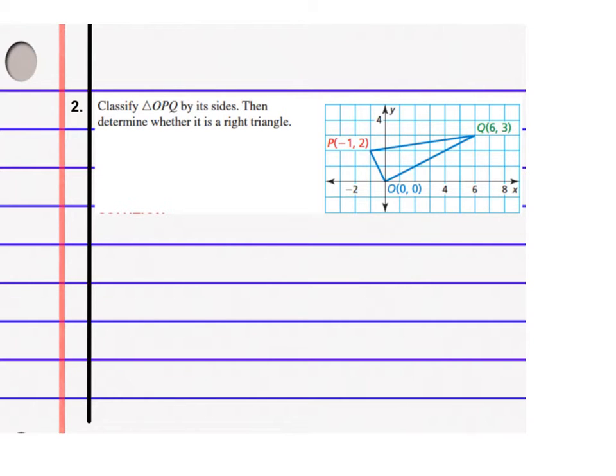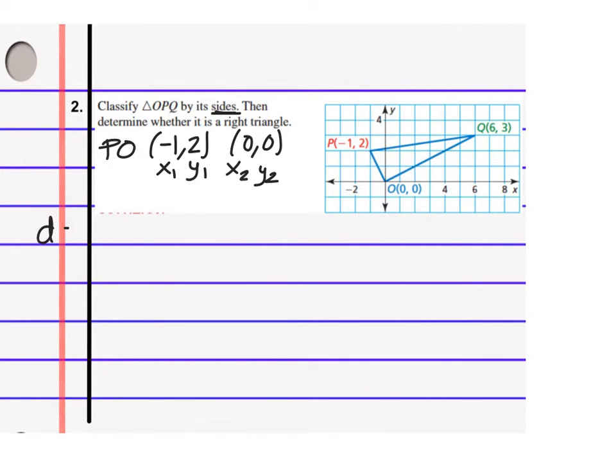is at 6, 3. So if we're going to classify it based on its side lengths, we need to know the length of each side. So we are going to have to find the distance of each side. So I'm going to start with the distance of PO, from -1, 2, and 0, 0. I'm going to label x1, y1, x2, y2.